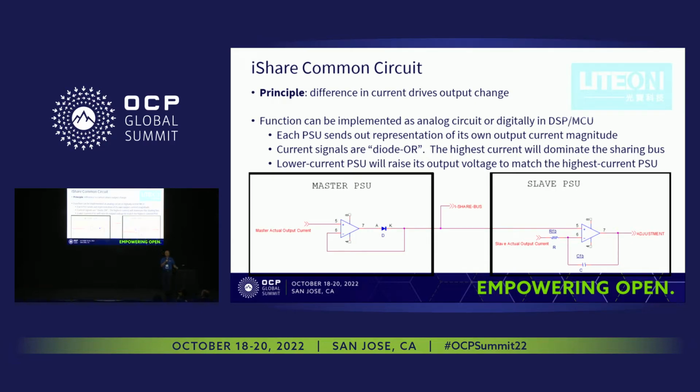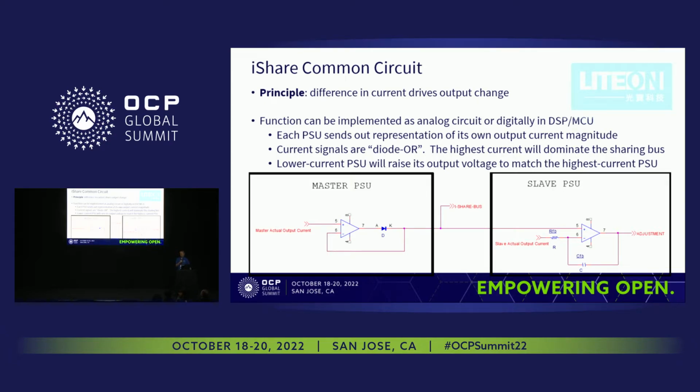Everyone knows how to do current share. The principle is very simple: take the differences between the currents and drive the voltage so that they can be equal. That is the principle, right? And everyone knows what the circuit is going to look like. You can implement this circuit in analog, or you can implement the same circuit as digital. There's no difference. The digital makes it more flexible, so you can change without changing the PCB, without changing the values, but the principle is still the same.